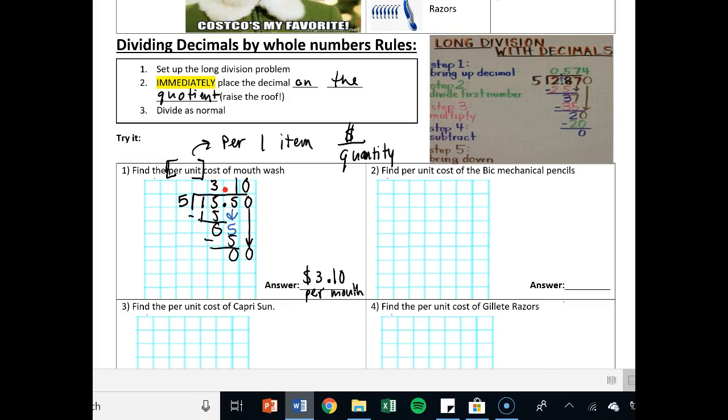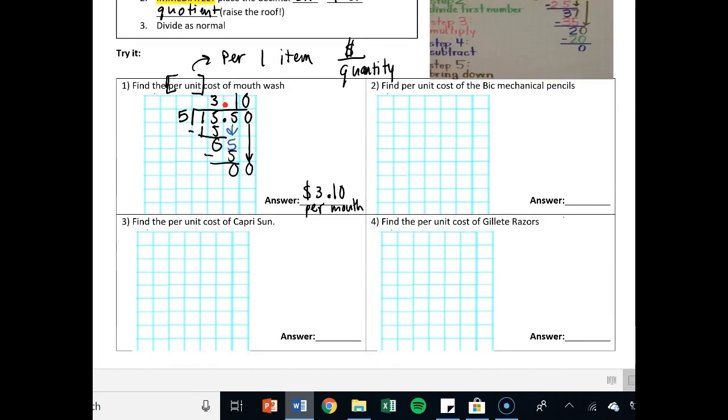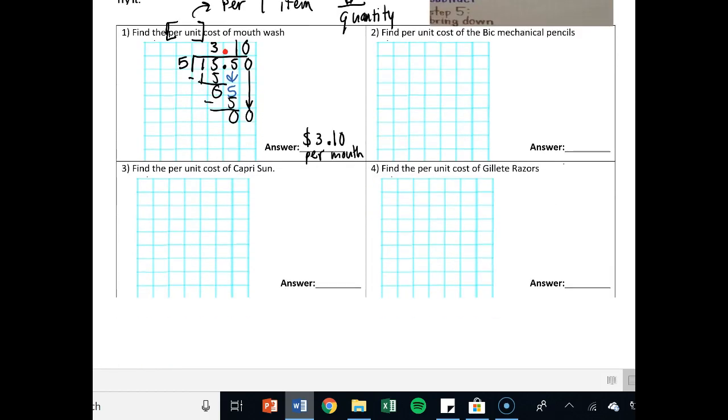Let's do one more, and then you've got the rest. Try number 2 in Edpuzzle on your own. And number 3, let's set it up. It says find the per unit cost of Capri Sun. So I got 8 packs of Capri Sun for $68.80. Remember, as soon as I put my decimal down, put it right up in the problem. Raise the roof.